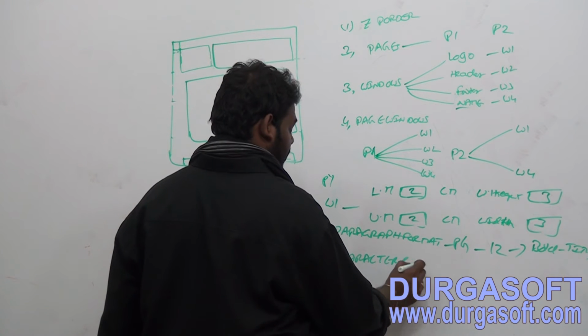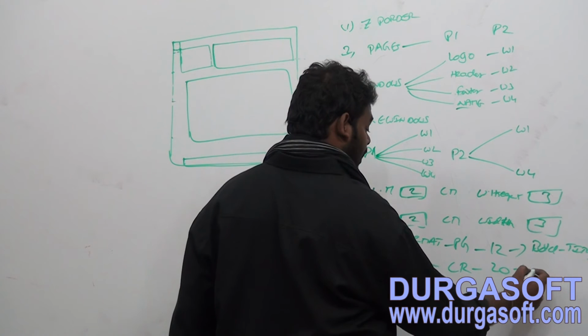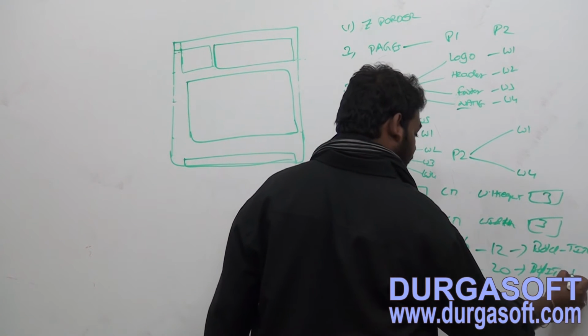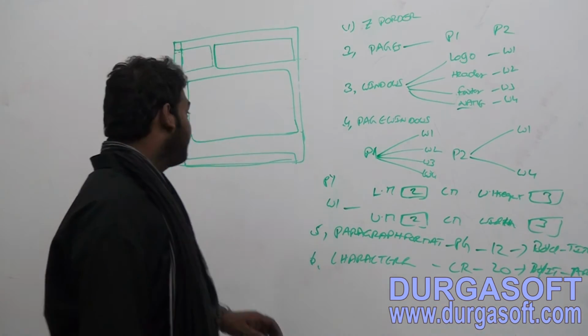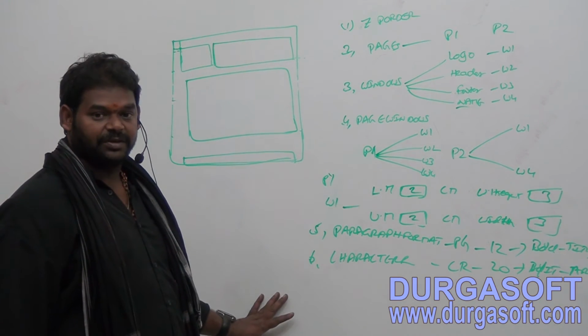Even the character format. How is the character format? It should be 20 characters in length, bold and italic, and in Arial. That means whatever data we enter in the main or body or anywhere should come with these properties.